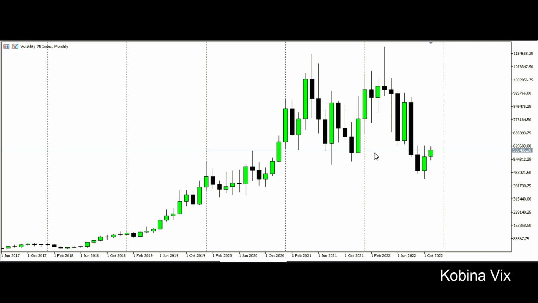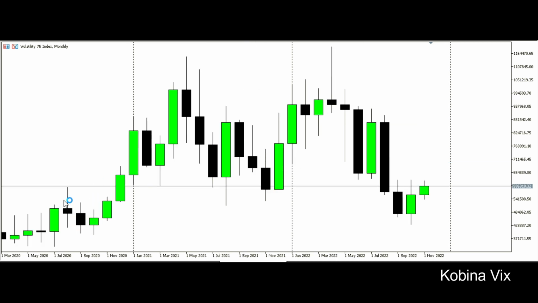How do you identify order blocks? Let's go to the chart and I'll quickly show you. We are on the monthly time frame on Volatility 75. We had the market trading from a certain low to this point, and then it went all the way up here. Then it came down to this point, and then went all the way up. So we could see that the market was actually trending up.